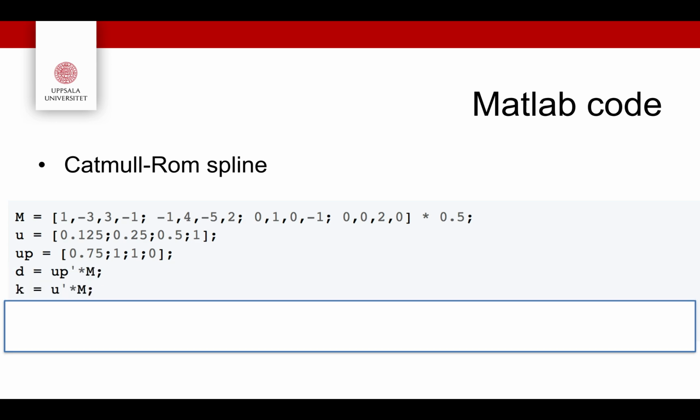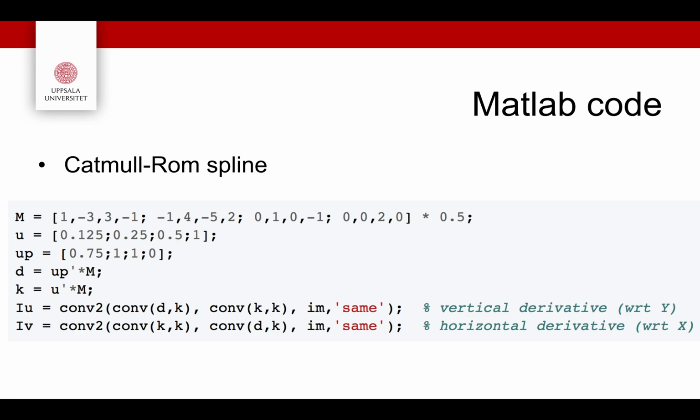And then you compute the kernels simply by multiplying these vectors with the basis matrix. And then you just convolve. That's all. And note here that we actually convolve the kernels, K and D, to get the 7-element long kernel.